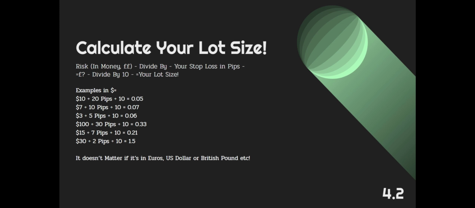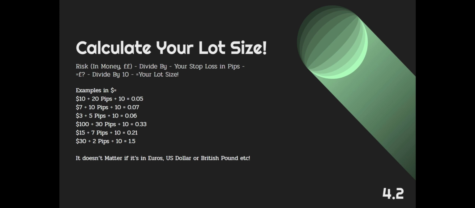So here are some examples in dollars. Again, it doesn't matter if it's euros, US dollar, or British pound. It may be different if it's Japanese yen or something like that, but for US dollar, British pound, and euros, that's what I know it works in. As you can see, if I'm risking $10, divide that by a 20 pip stop loss, divide that by 10, that will equal 0.05. So if I was going to take a trade, I'd place a 0.05 lot size.